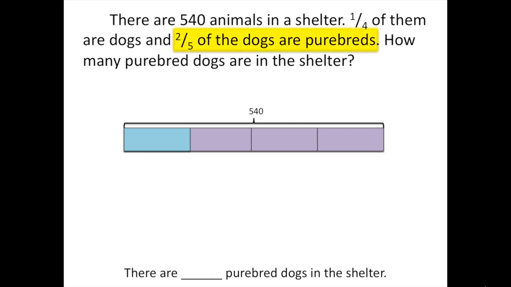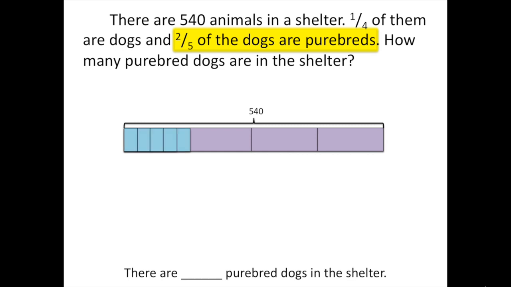Now we're also told that 2/5 of the dogs are purebreds. So I'm taking a look at that 1/4 and I have to split that up now into 5 parts because 2/5 of the dogs are purebreds. The blue part, or the 1/4, is the number of dogs, or illustrates dogs. So I'm only going to split that up into 5 parts at first so that I can see and label 2/5 of the dogs as purebreds.